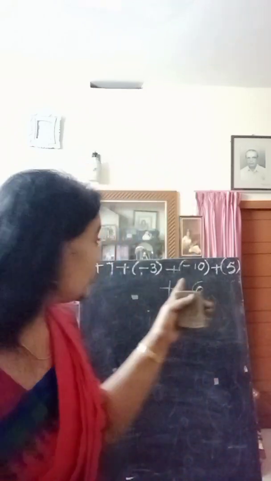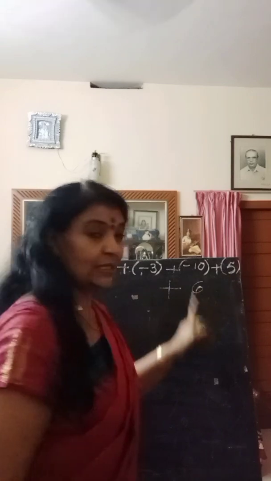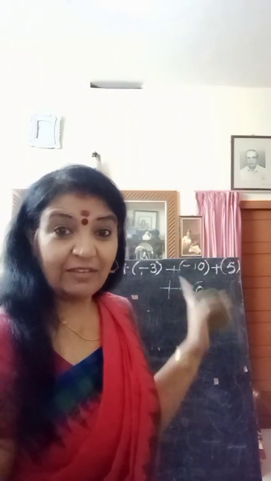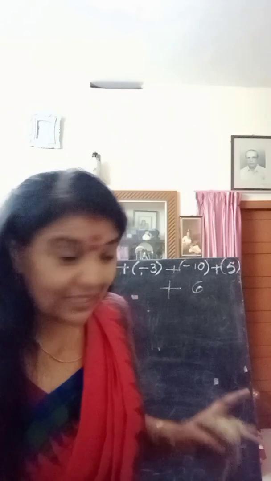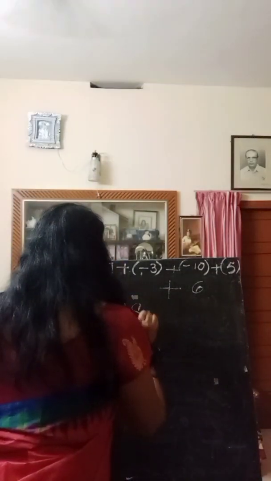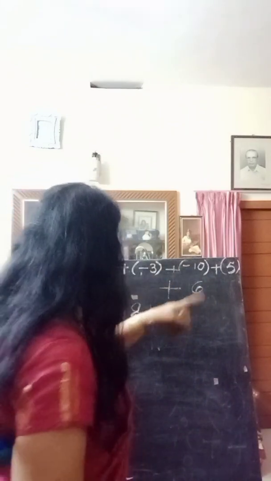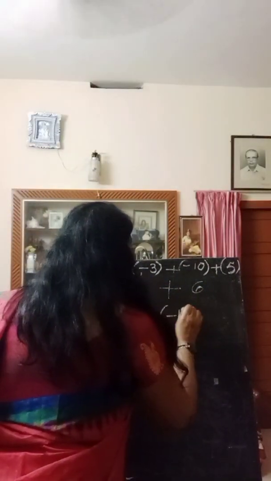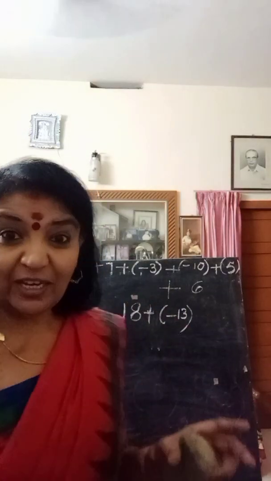So add all positive numbers first. How many positive numbers are there? 7, 5, 6. 7 plus 5, 12. 12 plus 6, 18. Then add the negative numbers. Negative 3 plus negative 10, negative 13. So we can make it into the simplest form.